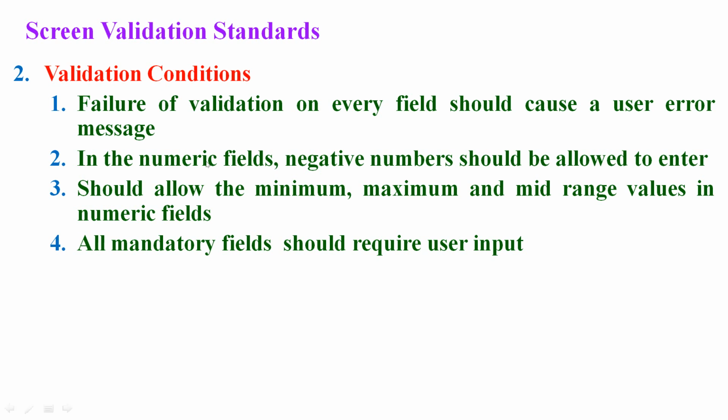Next, in the numeric fields, negative numbers should be allowed to be entered. If there is a field specifically designed for numerical values, that means a field which allows only numeric input, that numeric field should also allow negative numbers, and you have to test whether it is allowing them or not. It should allow the minimum, maximum and mid-range values of the numeric fields, which I have covered in the edit box, in the user and password: a minimum of 6 characters and a maximum of 16 characters. Within this mid-range also you have to test whether it is accepting or not.